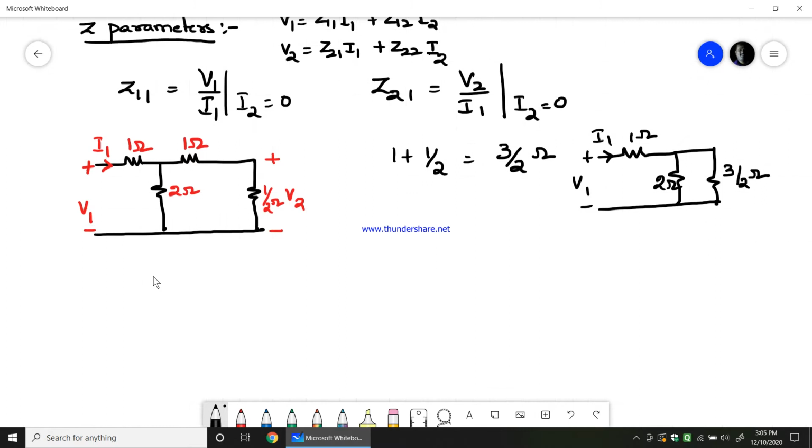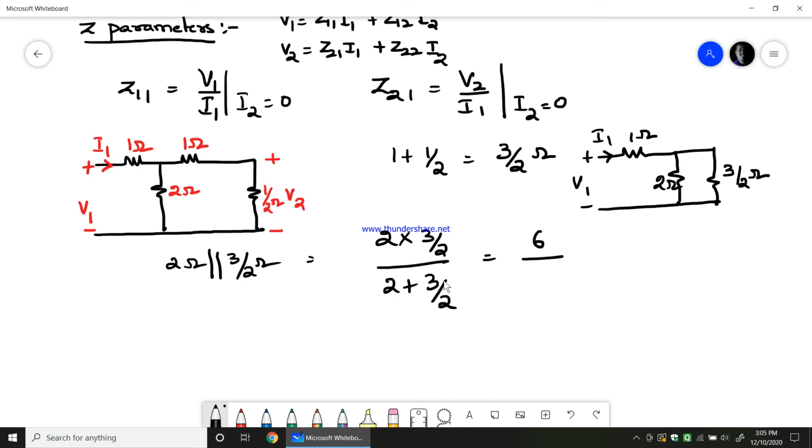Therefore 2 ohm in parallel with 3 by 2 ohm would give 2 into 3 by 2 divided by 2 plus 3 by 2. So this would be equal to 6 by 4 plus 3, that is 6 by 7 ohms, after the 2 in the denominators cancel. So finally I end up with a circuit like this: V1, I1, 1 ohm, and 6 by 7 ohm.